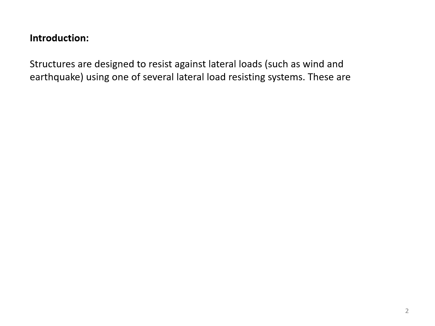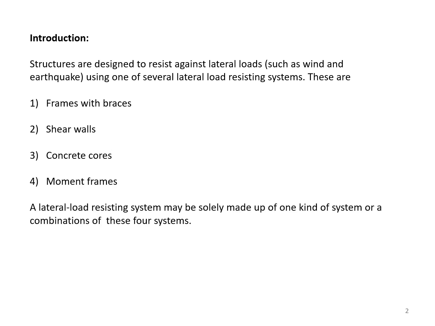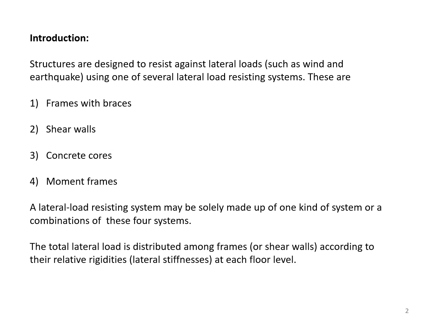Structures are designed to resist lateral loads such as wind and earthquake using one of several lateral load resisting systems. These are frames with braces, shear walls, concrete cores, and moment frames. A lateral load resisting system may be solely made up of one kind of system or a combination of these four systems. The total lateral load is distributed among frames or shear walls according to their relative rigidities or lateral stiffnesses at each floor level.